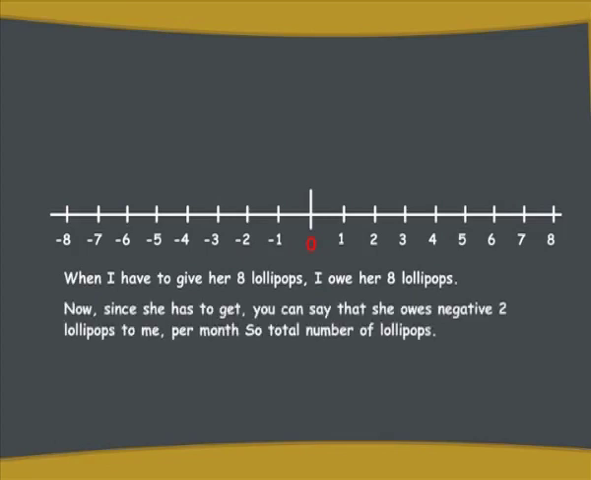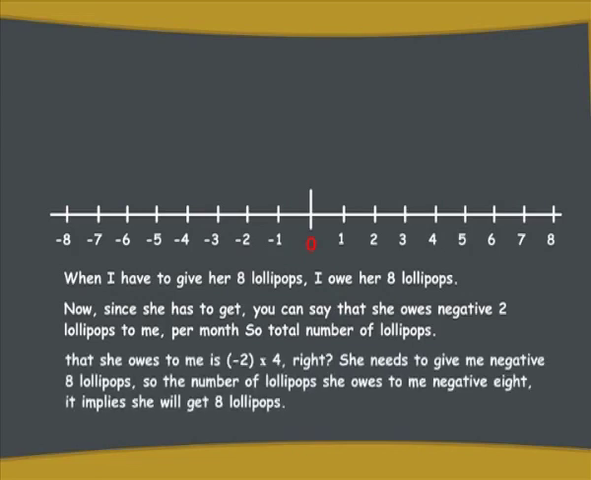Now since she has to get, you can say that she owes -2 lollipops to me per month. So the total number of lollipops that she owes to me is -2 into 4. Right? She needs to give me -8 lollipops. So the number of lollipops she owes to me is -8. It implies she will get 8 lollipops.